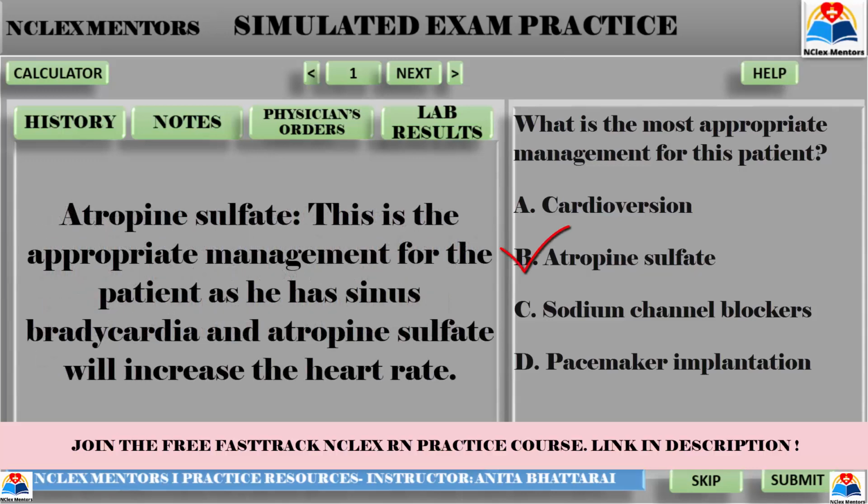Right answer is B. Atropine sulfate. A. Cardioversion is an inappropriate management option as the patient has a slow heartbeat but not a cardiac arrest. B. Atropine sulfate is the appropriate management for the patient as he has sinus bradycardia and atropine sulfate will increase the heart rate. C. Sodium channel blockers is an inappropriate option as the patient has a slow heartbeat and not a fast heartbeat. D. Pacemaker implantation could be management if atropine does not effectively increase the heart rate, but this should be done only after trying atropine sulfate first.